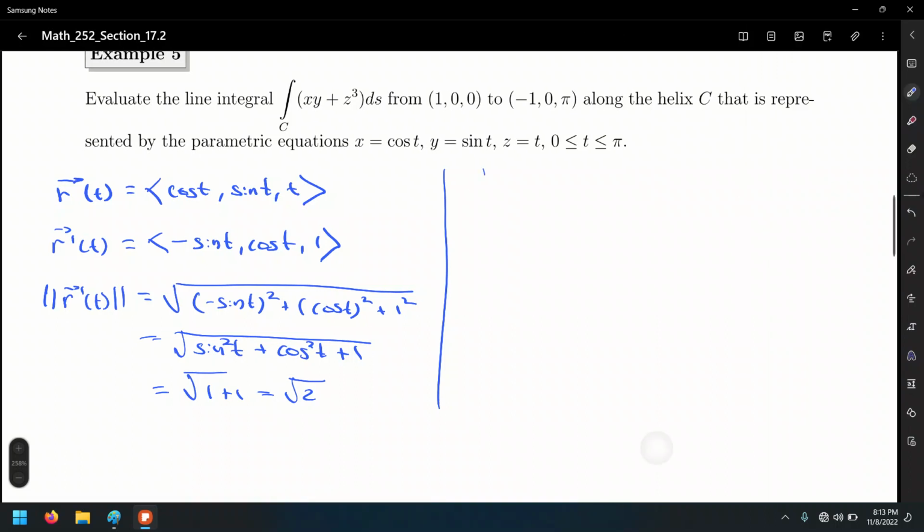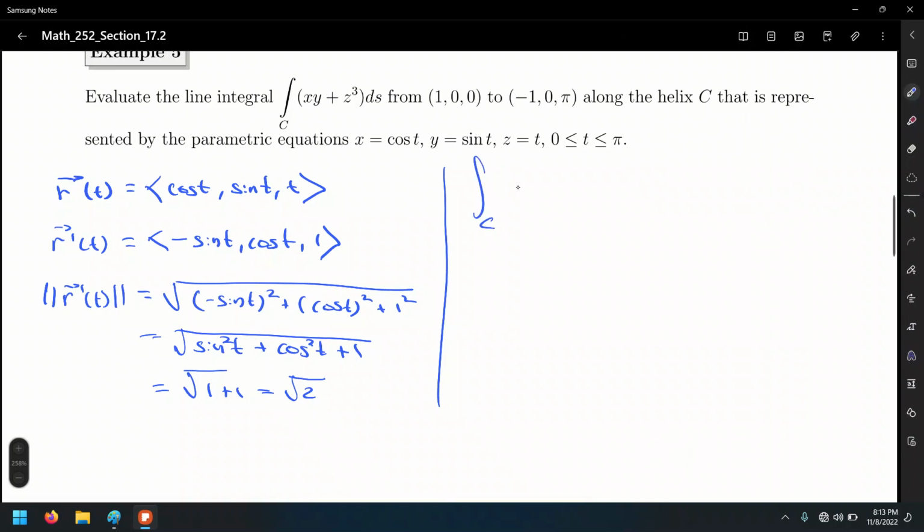Well, so the integral over C of xy plus z squared ds will be, number 1, the integral from 0 to pi, and well, xy, that's cosine times sine, plus z squared, which in this case is simply t squared, times the magnitude of the derivative, which is root of 2 times dt.